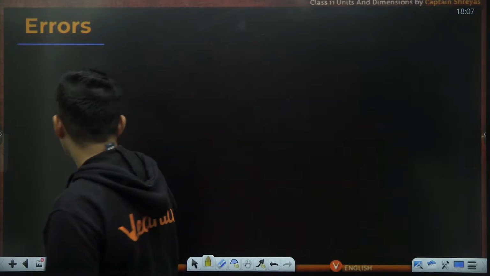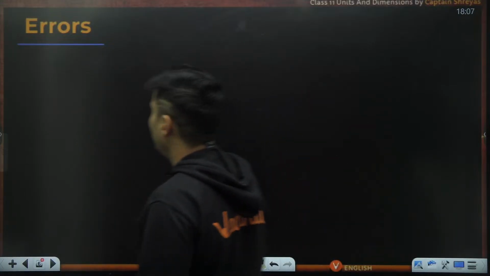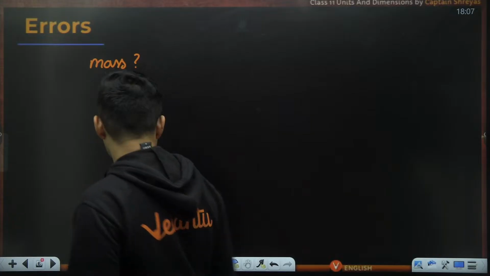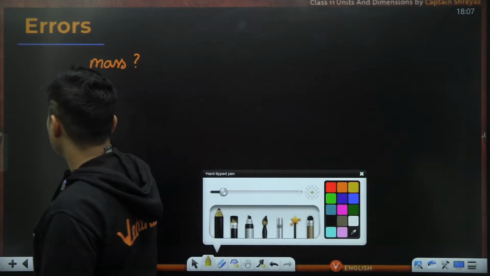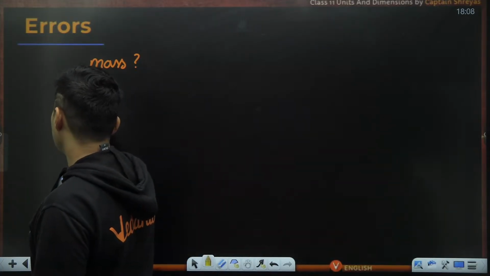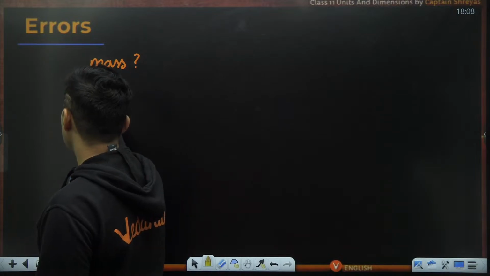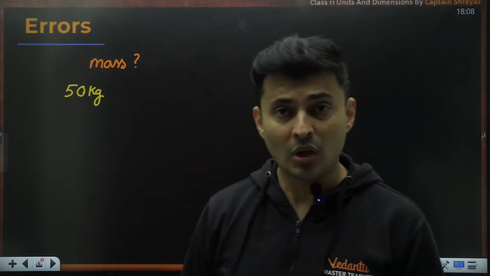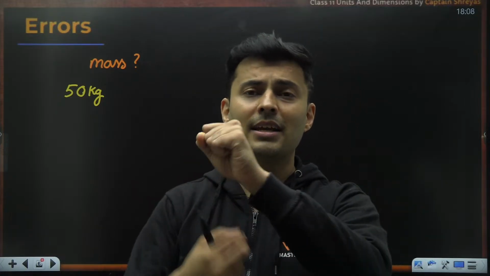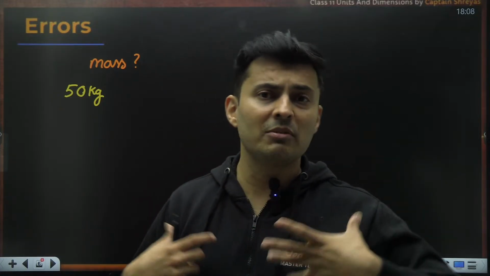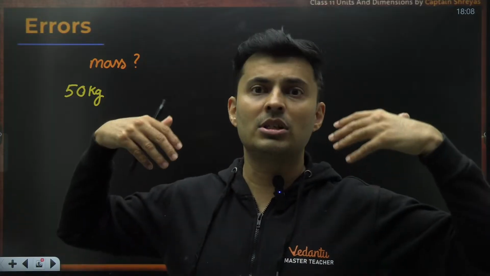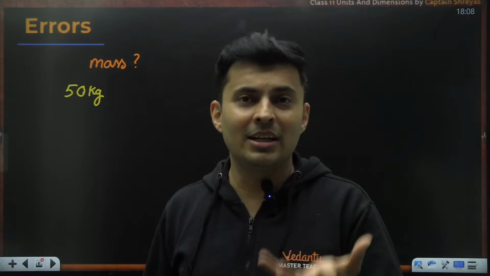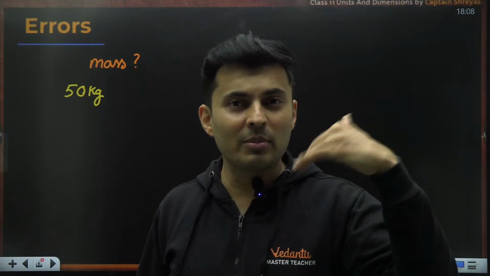Say for example, if I ask you, what is your mass? And you reply to me, sir, my mass is 50 kg. It can't be exactly 50 kg because the measuring device which you have used might have caused some problem. Also, maybe that day you are wearing some different kind of clothing which was very heavy. Okay, sir, I will stand naked on the weighing machine. Fine. Maybe that day you ate more. Maybe that day you ate less. Who knows? So there will be some fluctuation.